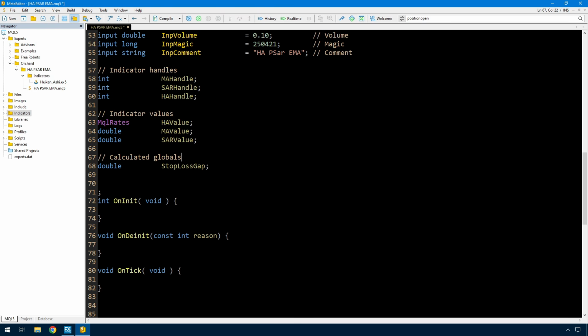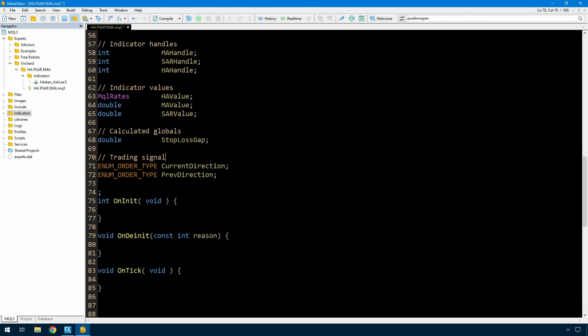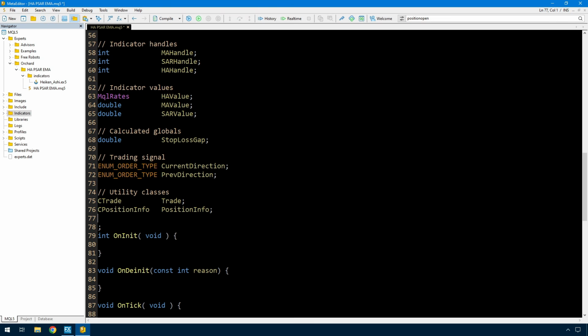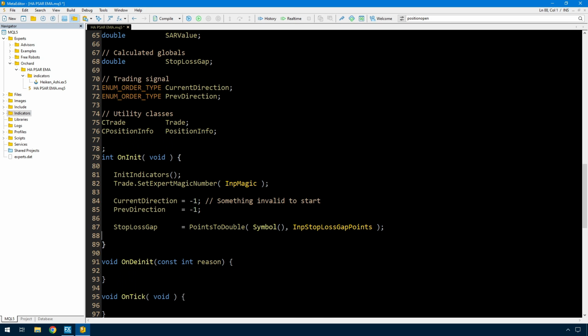And then this calculated globals, remember the stop loss I've input as points, and I like to convert those one time to an actual double value. So I've got a global variable for that. To handle the switch of direction, I'm actually holding two global variables, current direction and prev direction, and you'll see how they're used when I get to the code for that. And then I already have the include for the trade class, so these are my two variables, ctrade trade and cposition info position info.